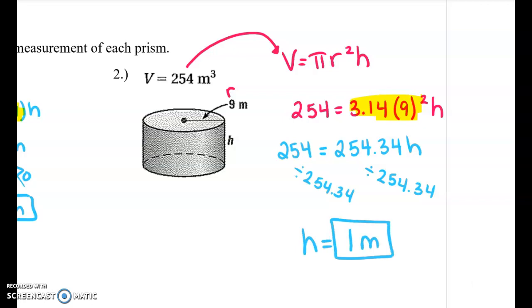I'm going to round it. And I can check that too. 3.14 times 1 squared times 9 squared times 1 gives me pretty darn close to what it is. If you want to write it out as a decimal, you can write it out as a decimal, and you could do like 0.9986, you can write it out that way if you want.